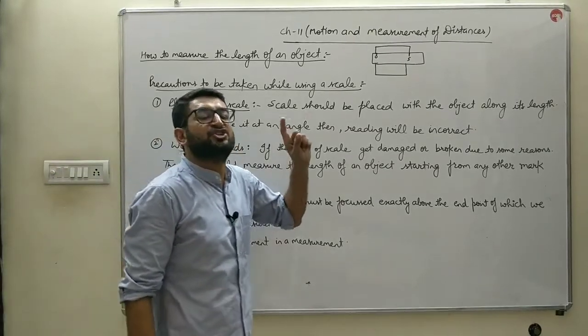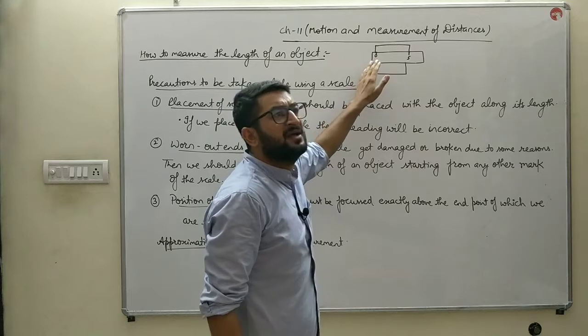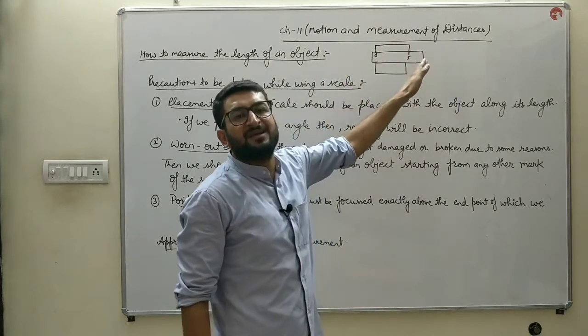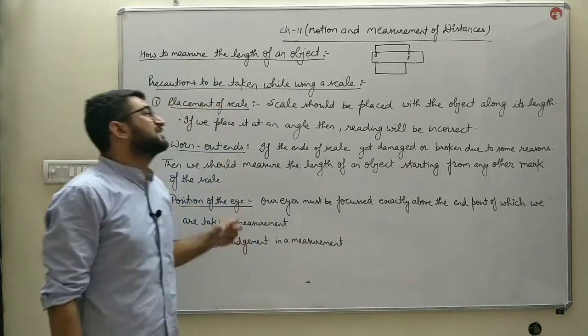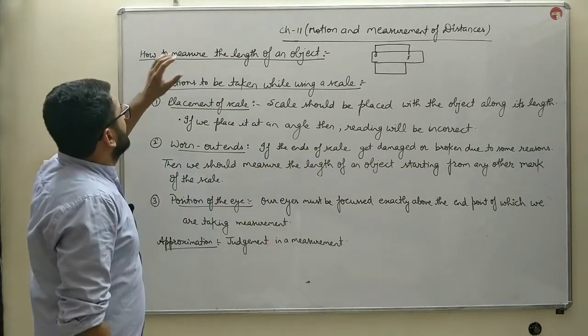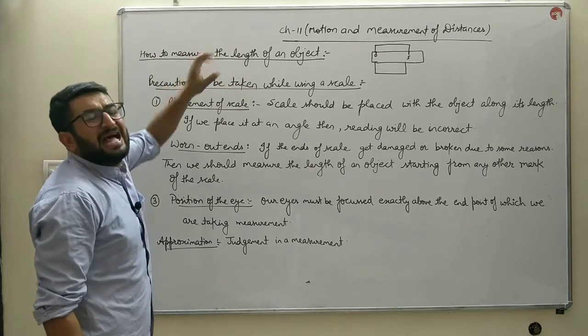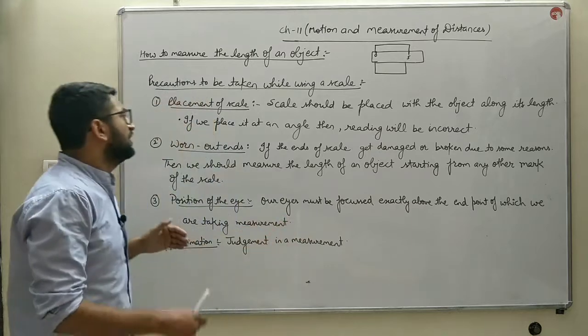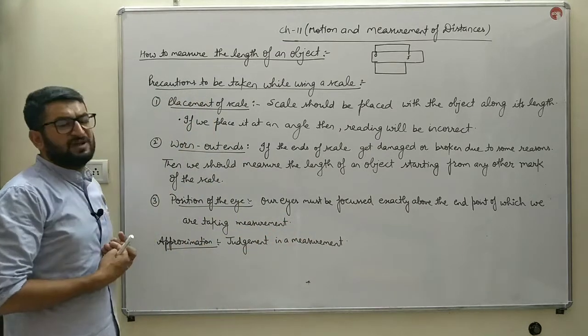First, I place the initial point, that is 0, on one end, and then place the scale straight along that length. Then the final measurement is the final marking of the scale. During this, we have to keep certain precautions in mind. We have to take care of certain precautions while using a scale.